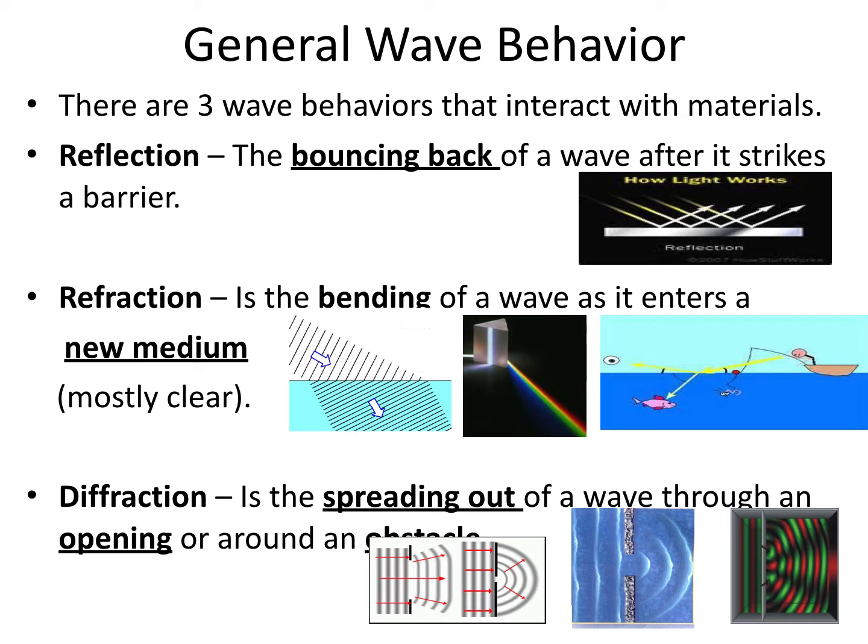And the last one is diffraction, the spreading out of a wave through an opening or around an obstacle. And I put an obstacle in front of the word obstacle because, well, it makes sense. And you can see pictures I show, different illustrations of sound and how light can diffract once it goes around some kind of medium. It will spread out in different directions. We'll talk more about that as we move forward. Remember, if you have any questions, write them down and we'll talk about them in class.